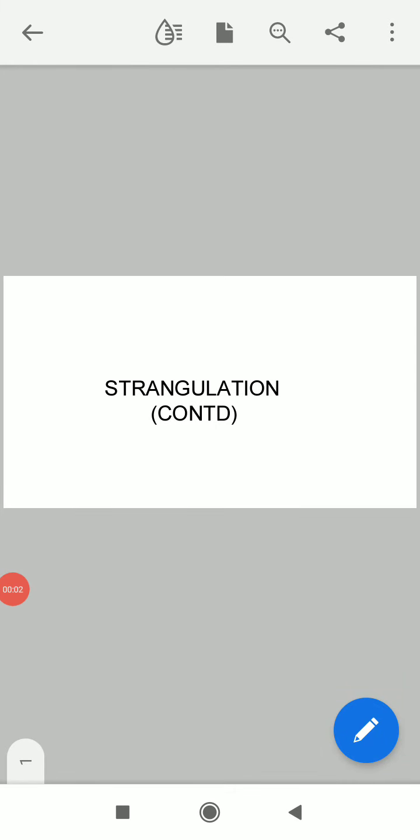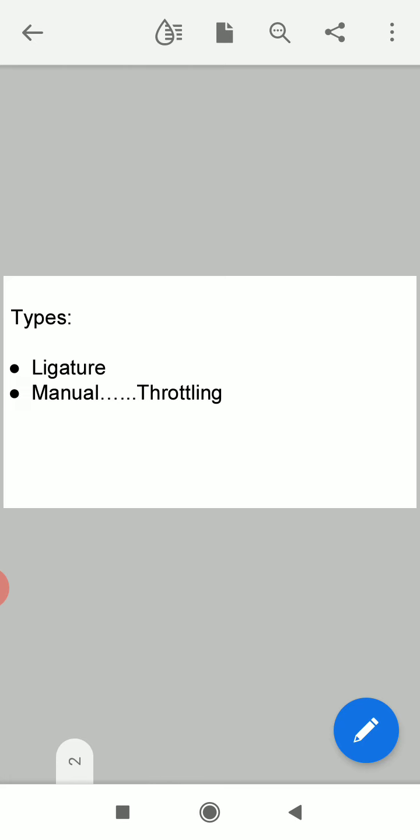Hello friends, in the earlier session we started with strangulation. We talked about the definition of strangulation and the causes of death in strangulation. You know that strangulation is one of the modes of asphyxial death. In the previous session I talked about the types of strangulation.